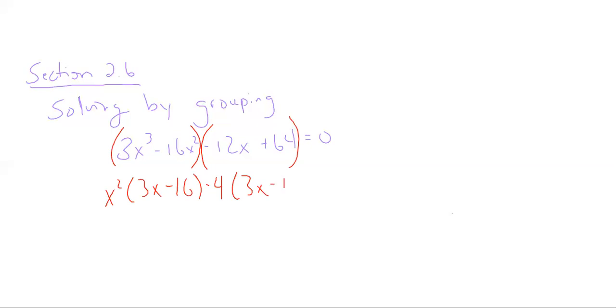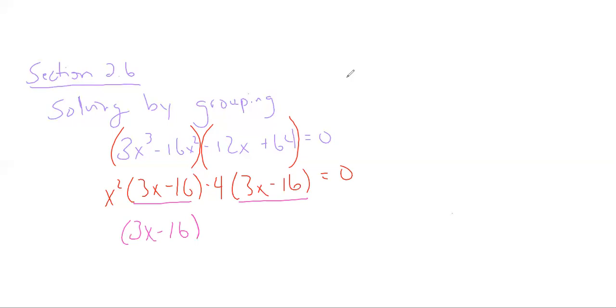Well, if you look at it and you remember how to GCF factor, this is exactly the same as this. So I'm going to take it out of both of them. I'm going to have 3x minus 16 times, what's left over? x squared minus 4, all equal to 0.